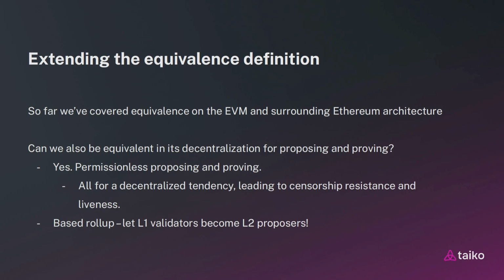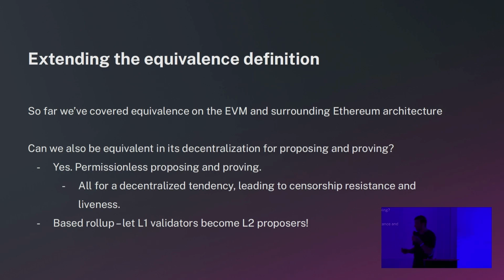Okay, now finally, into the last end of it. We've covered equivalence on the EVM and the Ethereum architecture side, but what if we extend it to other Ethereum properties of decentralization? Not the architecture, but decentralization for proposing and proving. Can we do that? Yes. In fact, Taiko does that. This is not part of the canonical type 1 definition that Vitalik talks about, which is just the architecture, but if we extend it, which I'm proposing here, then we get some really nice properties.